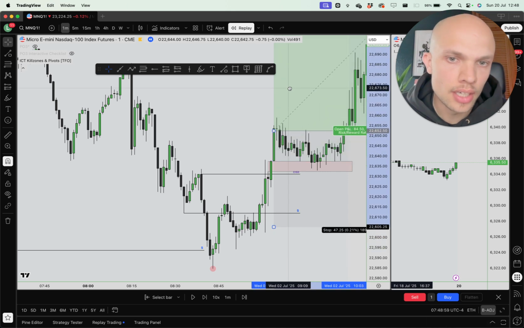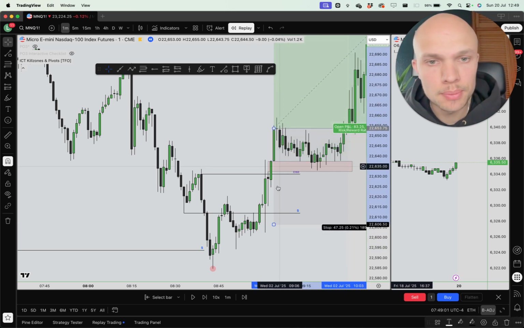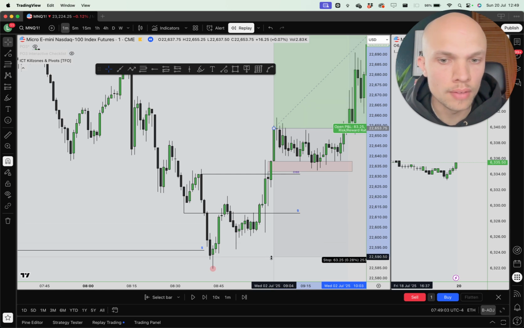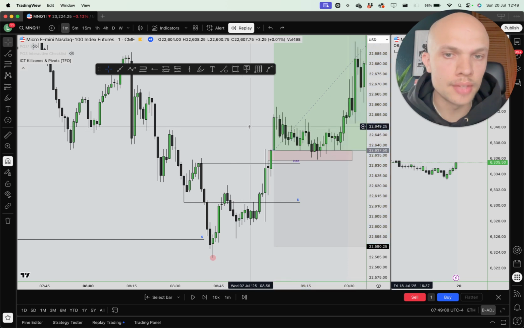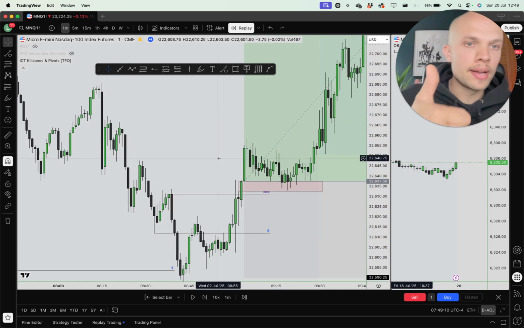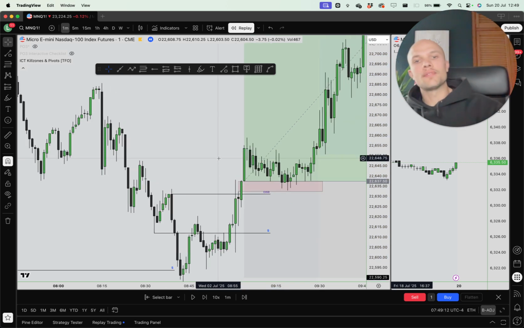As I was saying earlier, you can either enter here as well. I wouldn't recommend this because it means your stop loss has to be quite low down, because we need it below a swing point, remember. So I wouldn't recommend that. I'd either recommend doing it on the fair value gap or on the candle after the fair value gap.